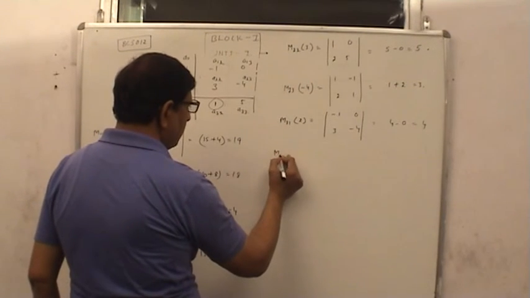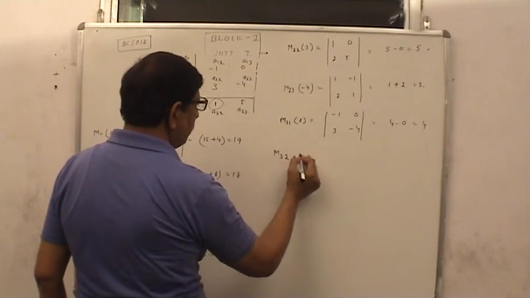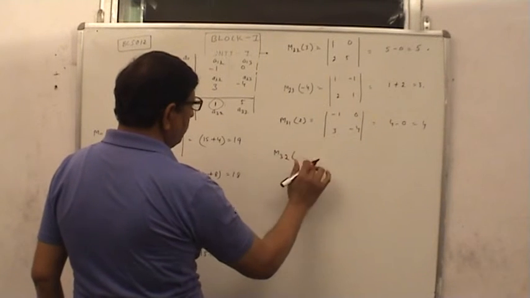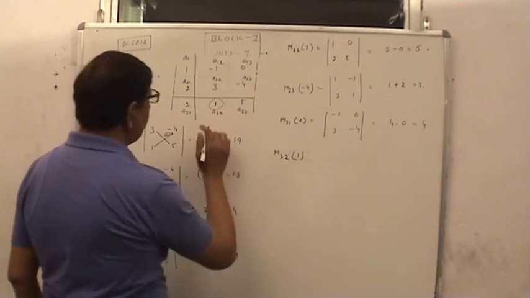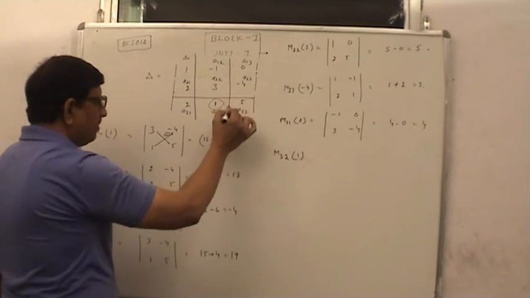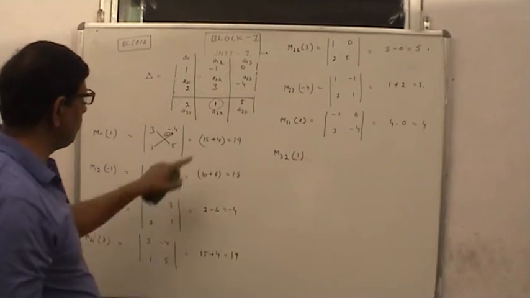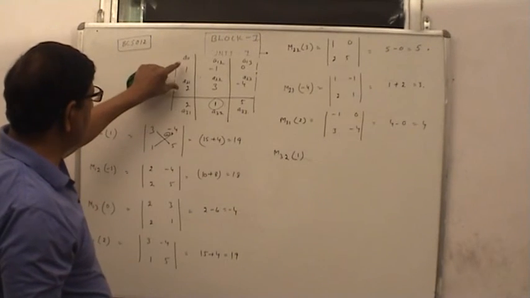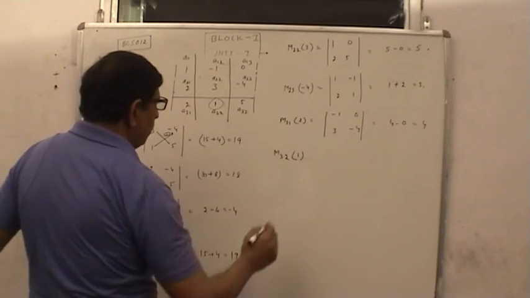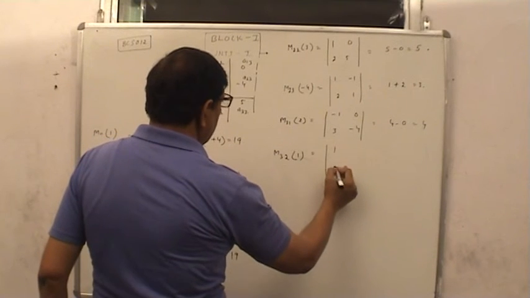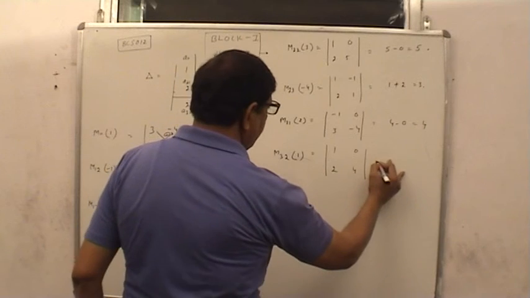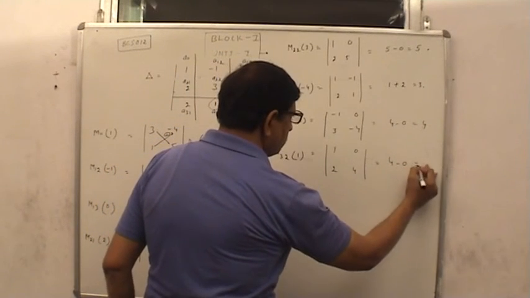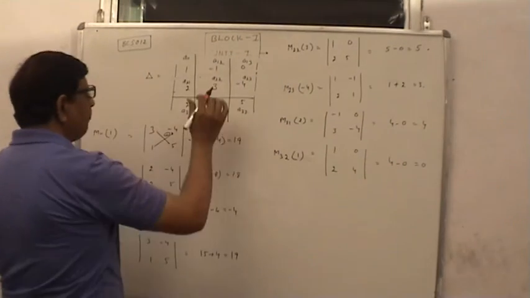Next element is M32, member of the third row and the second column. It is 1. Trap it, draw another line. Now it is out of trap, and the trapped elements are 1, 2, 1, 2, 0, 4. Evaluate them. That is 4 minus 0, which is equal to 4.